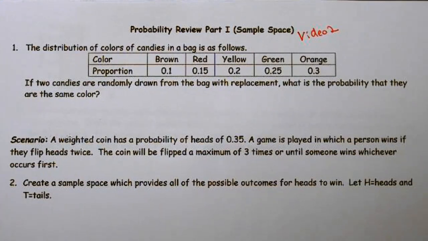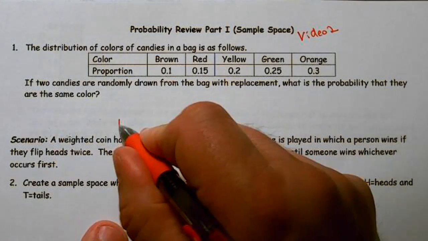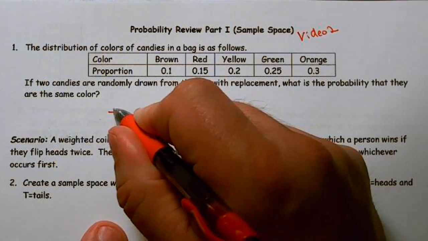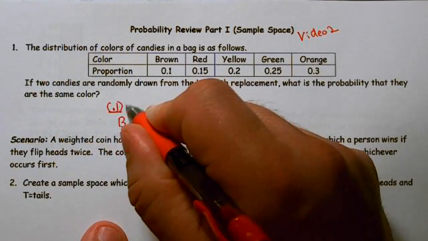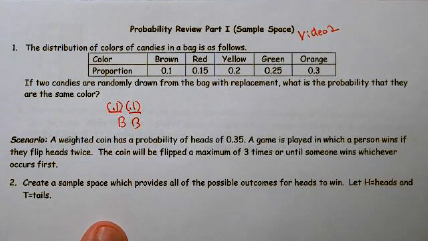The distribution of colors of candies in a bag is as follows. If two candies are randomly drawn from the bag with replacement, what's the probability that they are the same color? I'm going to tell you that's initially confusing, but it's like, well, what's the probability I get two brown? Well, that'd be a brown and a brown. The probability of a brown is 0.1 times 0.1. Well, that's the probability of two browns.